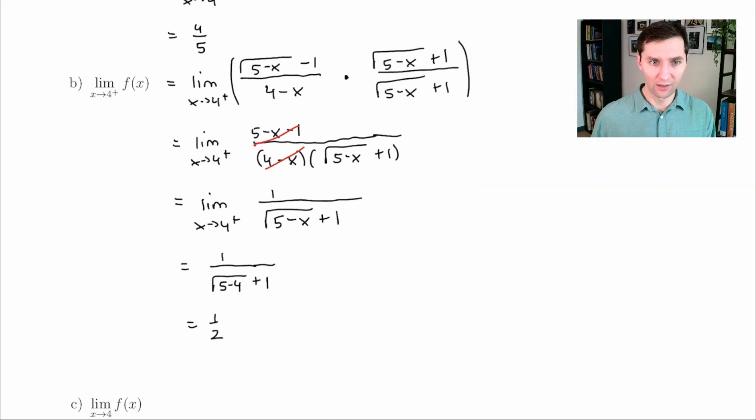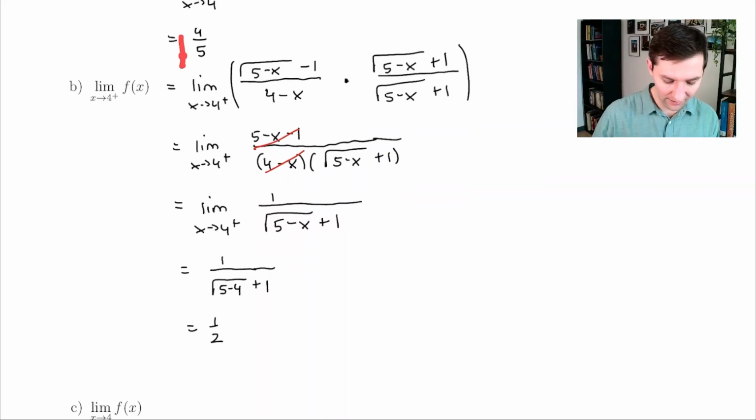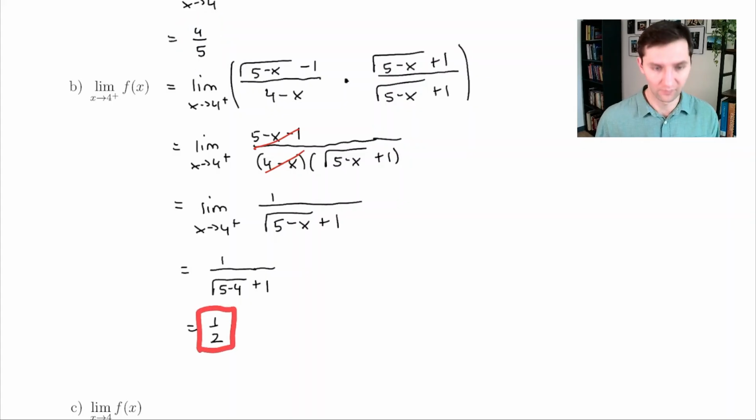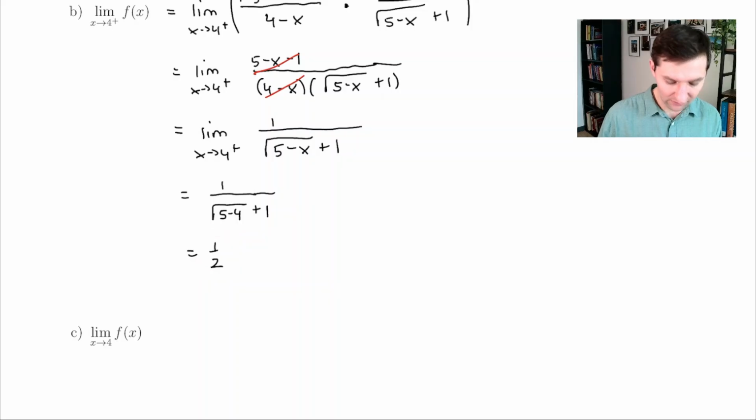We just found that the limit of this function from the left is 4/5. The limit from the right is 1/2. These two numbers are not the same, so the overall limit of this function as x approaches 4 does not exist.